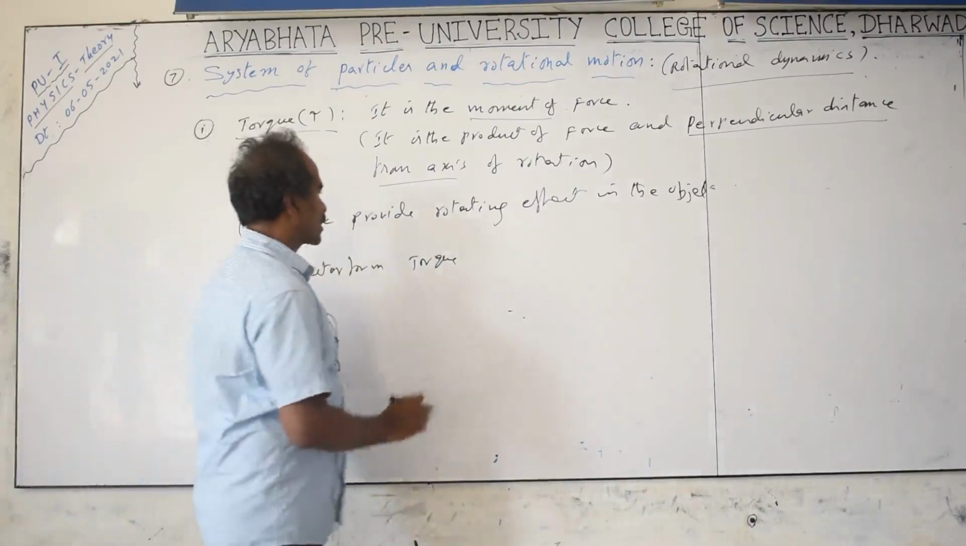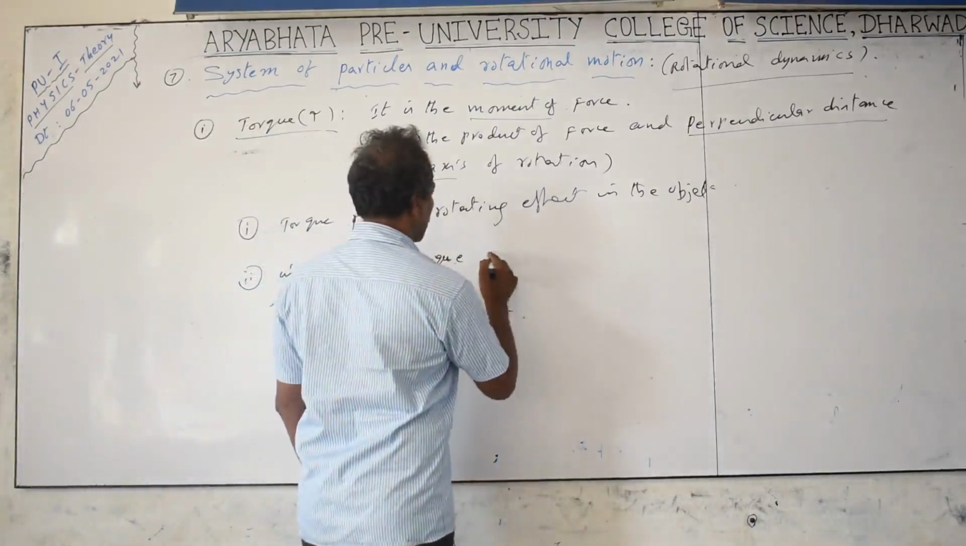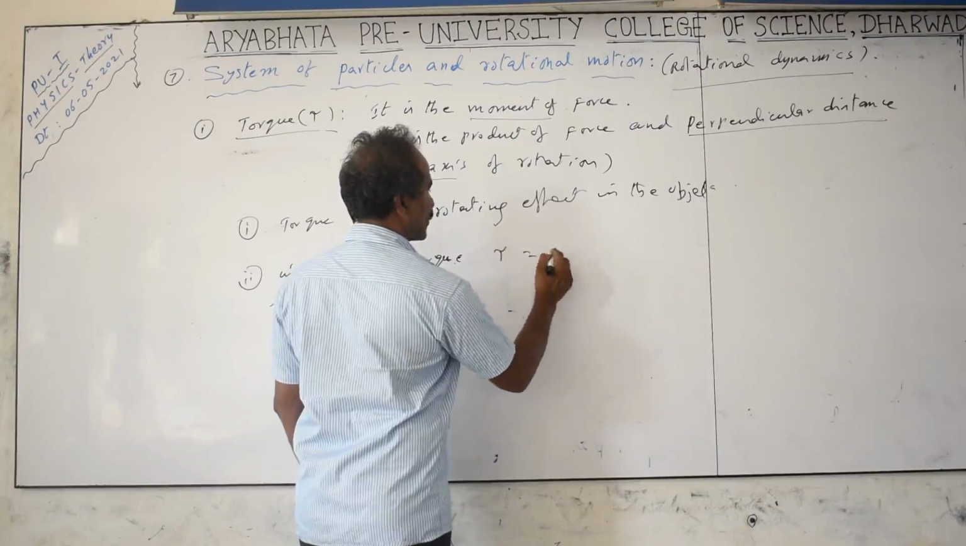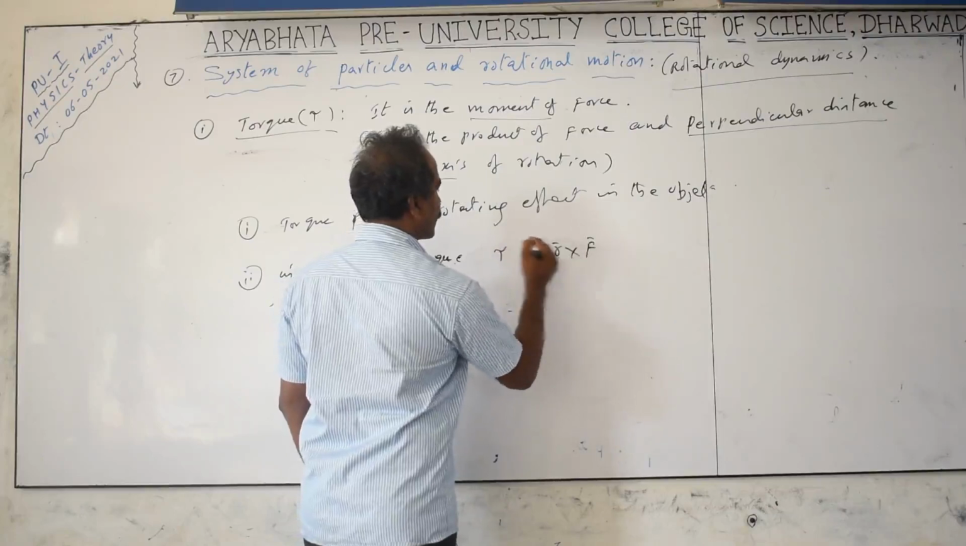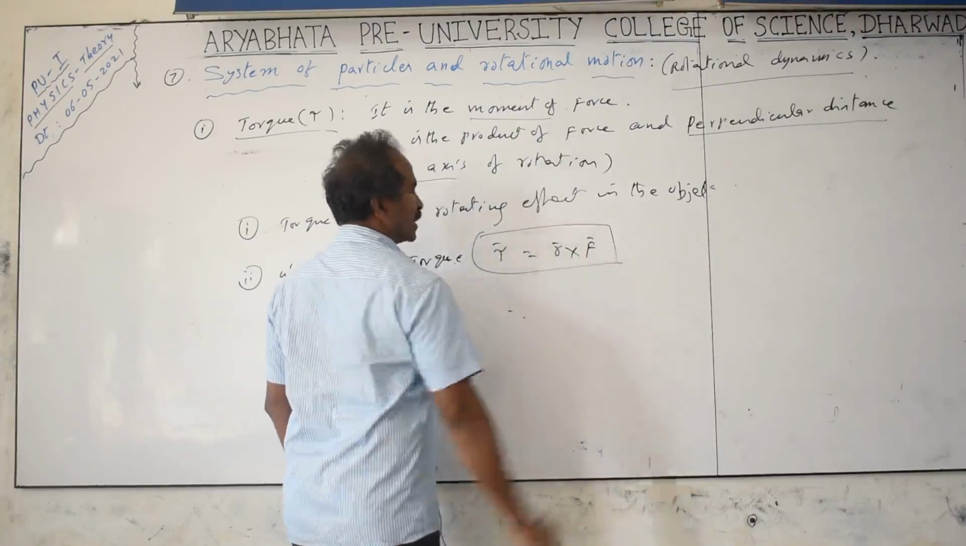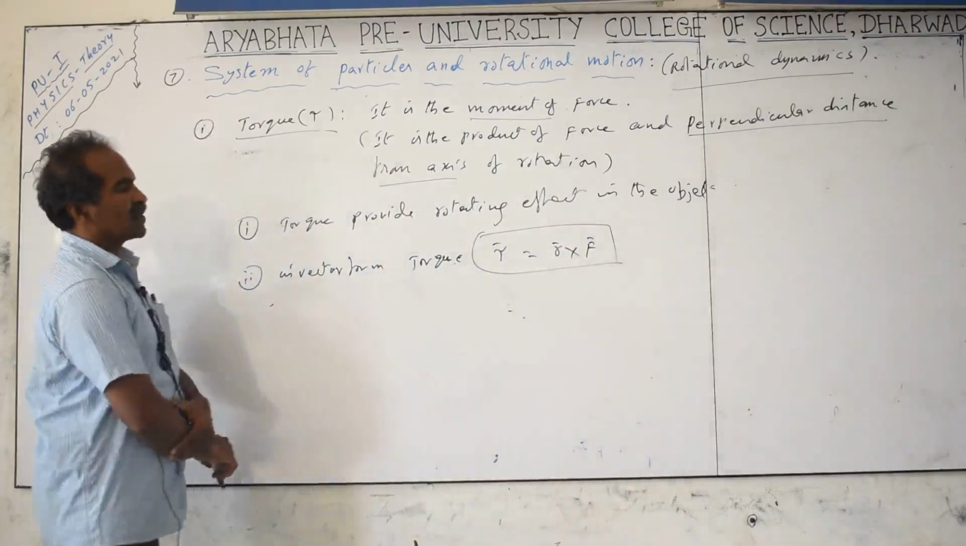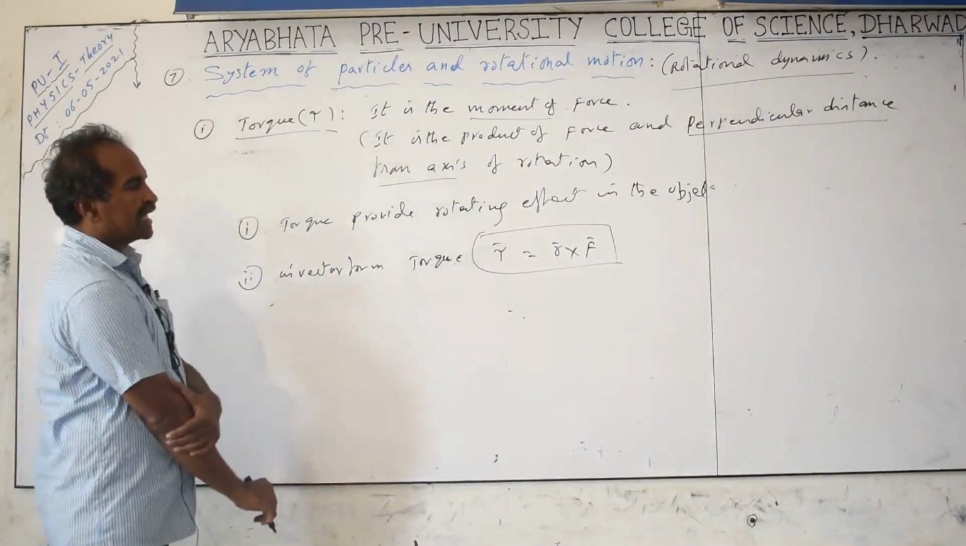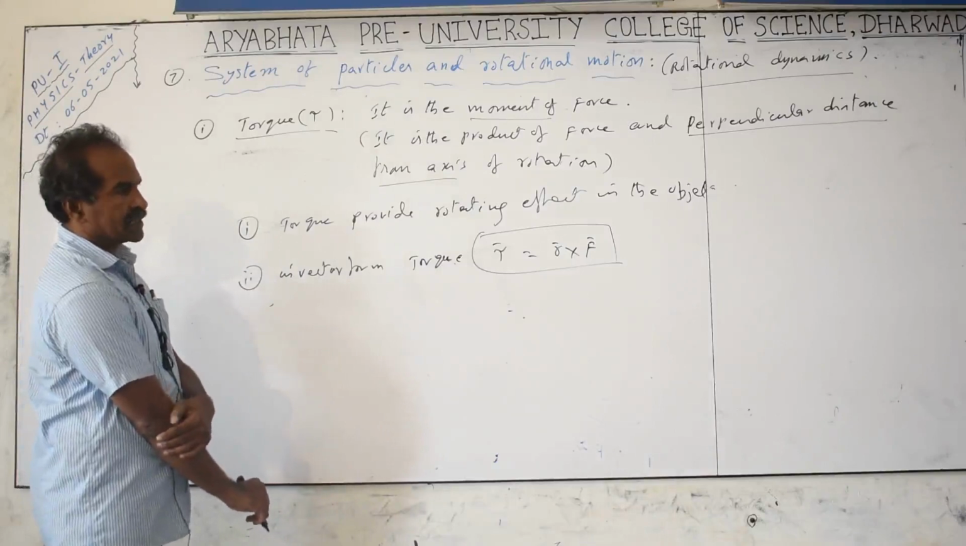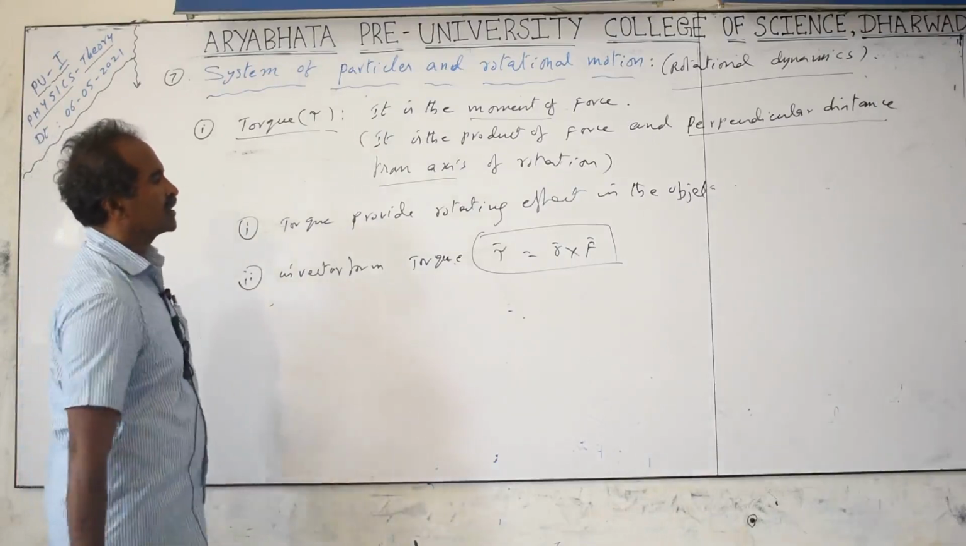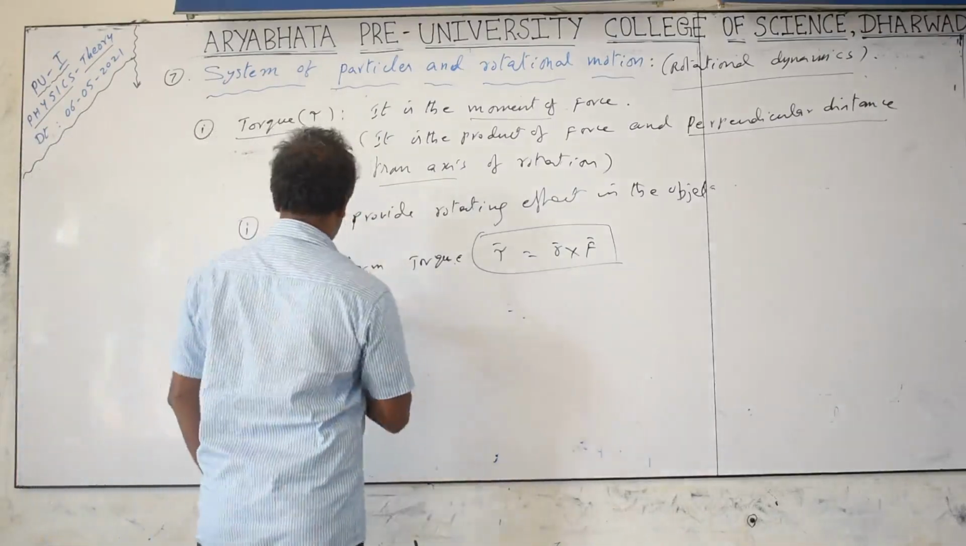In vector form, torque tau is equal to R cross F. That means torque is the cross product of the radius vector, also taken as the position vector, and the force.